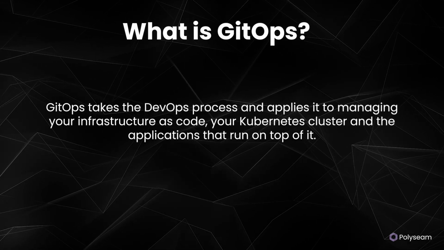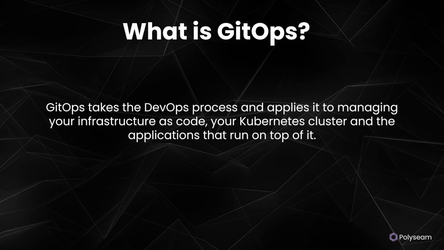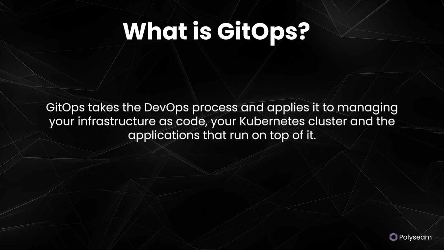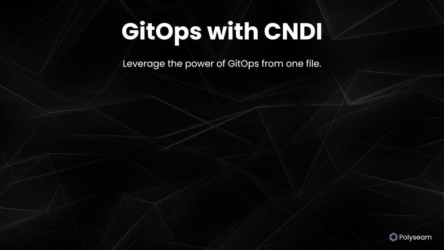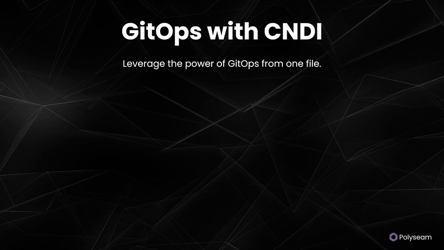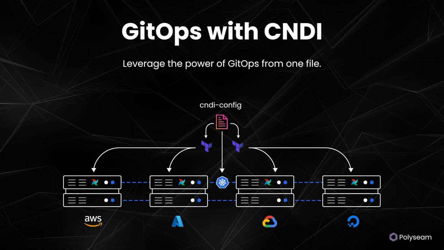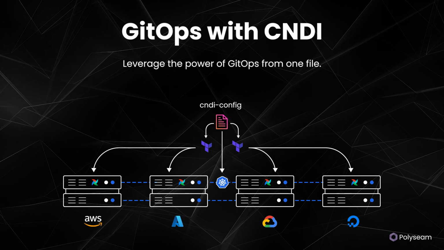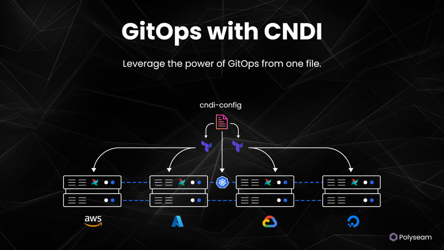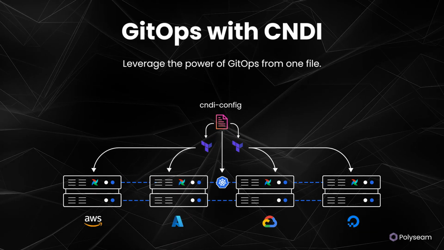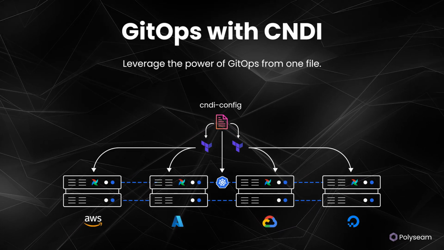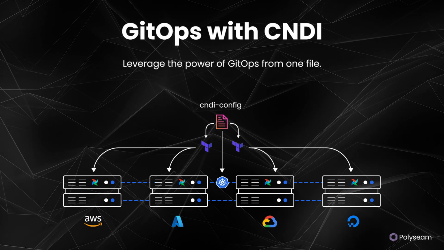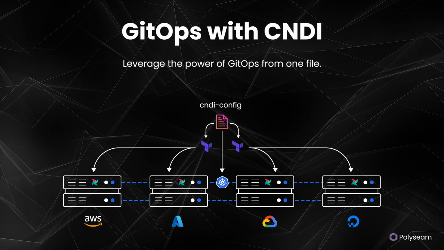Now, if you're wondering what tool you can use to really enable the GitOps workflow in your organization, I will now introduce you to CNDI, which was built by Polyseam, and it's a fully open source and totally free tool for everyone to use. CNDI essentially lets you leverage the power of GitOps from one single configuration file. From this file, you can specify the hardware and software aspects of your infrastructure. This file can be generated from answering some interactive prompts in the command line.